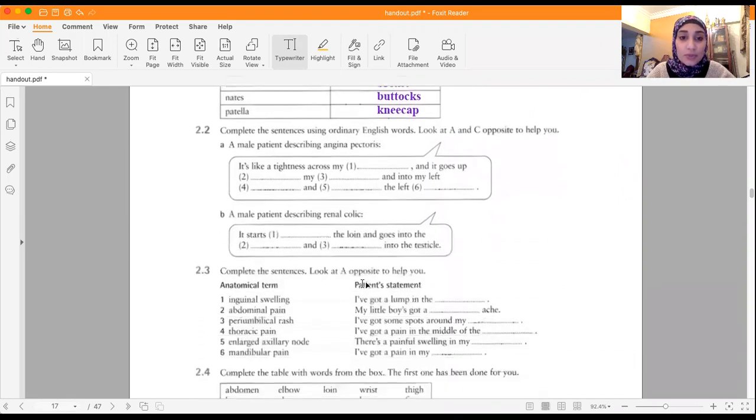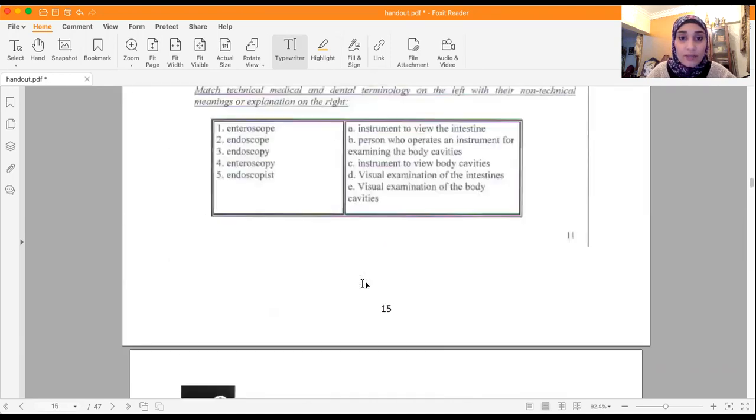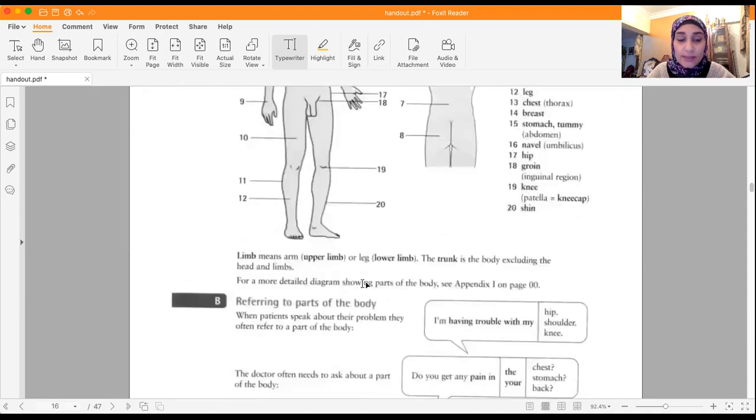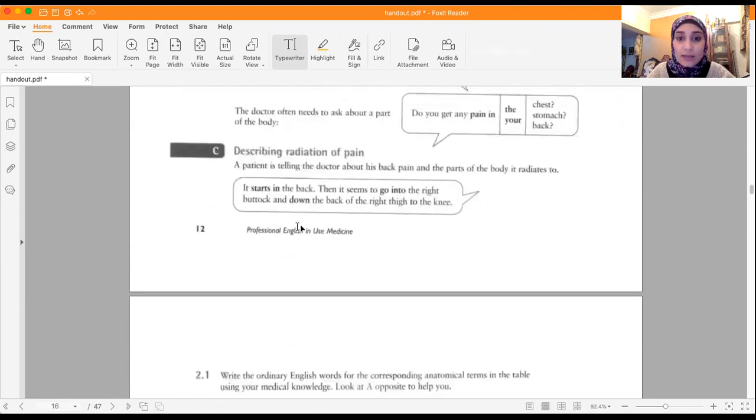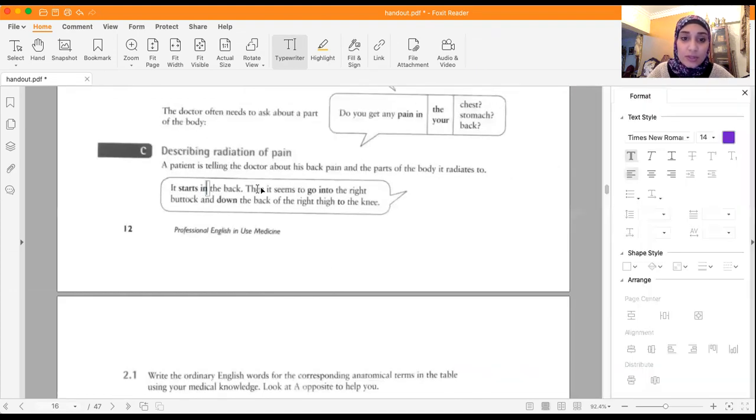Let's answer number 2. Complete the sentences using ordinary English words. We will use the ordinary English words, not the anatomical ones, all right? Look at A and C to help you. We have here A, which are the body parts, and we have C, describing radiation of pain, right? In order to say that the pain starts, for example, in the back and it seems to go into, right? And to say that then it goes, for example, down or it goes up.